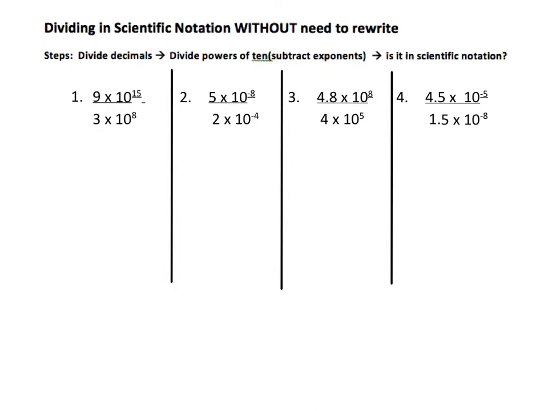All right, dividing is so similar to multiplying. We multiplied the numbers, now we're going to divide the numbers, and we multiplied the powers of 10, and now we're going to divide the powers of 10. And remember, when you're dividing powers of 10, you subtract the exponents. So 9 divided by 3 is 3 times 10, and then when we're dividing powers of 10, we subtract the exponents. So I'm going to write that down here. 15 minus 8 is 7, so my new exponent is 7, and it's that easy.